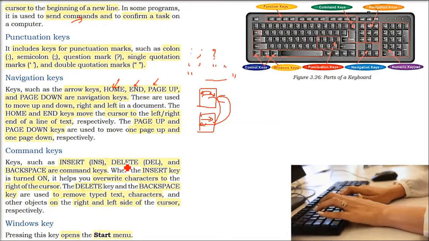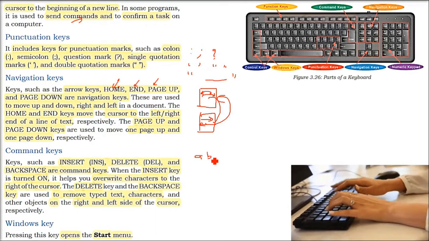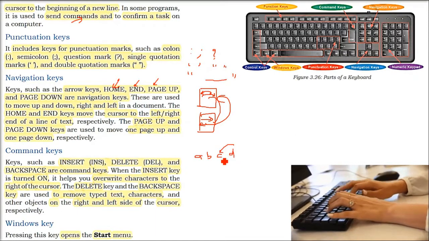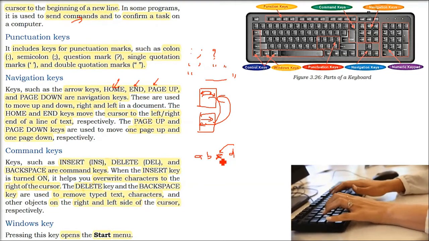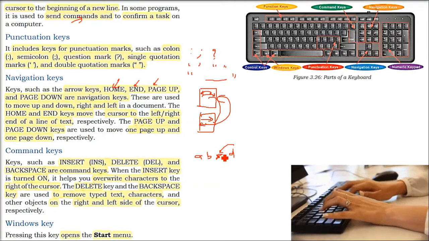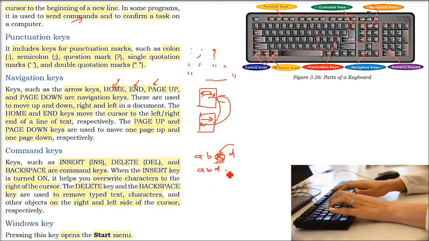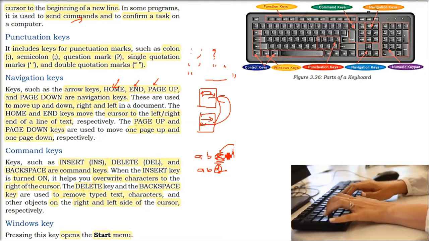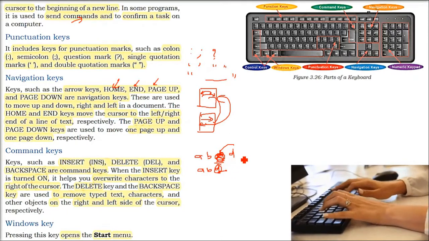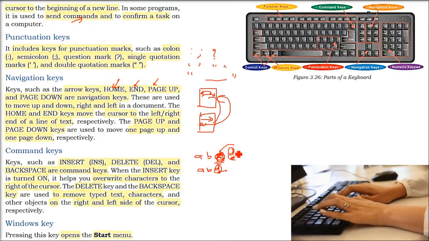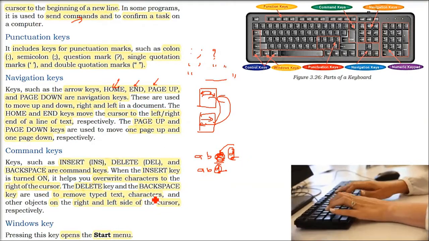Then we have command keys. See, for example, you have A, B, C, D. Now you came here at C, the cursor. Now you press the insert key, you turn on the insert, and now you override this character. Right? If you press delete, this whole character will be deleted. Backspace, if you put a cursor, the previous character will be deleted. Insert has to be turned on. Delete, backspace, they all will remove the text character. Delete removes where the cursor is, backspace removes the character which is previous to the cursor.